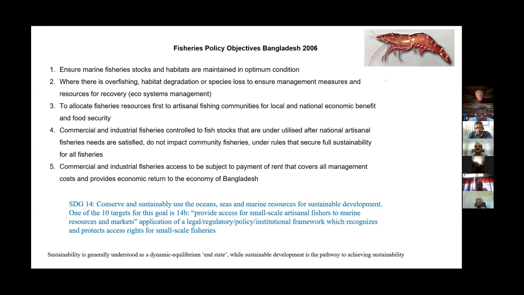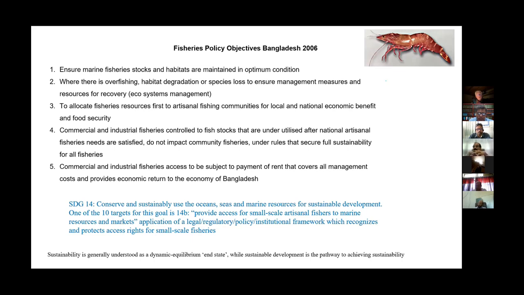This is a most important policy decision, which should be informing how necessary rules are enforced at the current time and what licenses are made available in both artisanal and industrial sectors. The fourth point: commercial and industrial fisheries to be controlled to fish stocks that are underutilized after national artisanal fisheries needs are satisfied, so that they do not impact community fisheries, under rules that secure full sustainability for all fisheries.